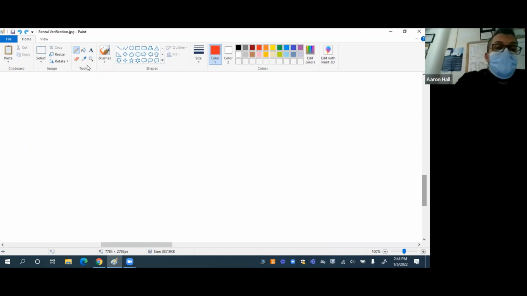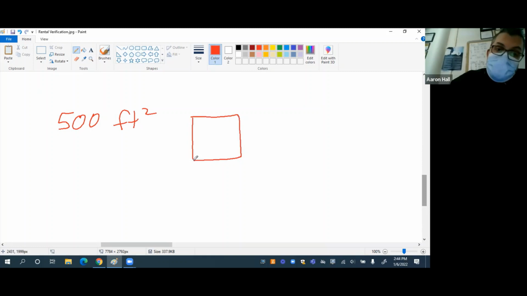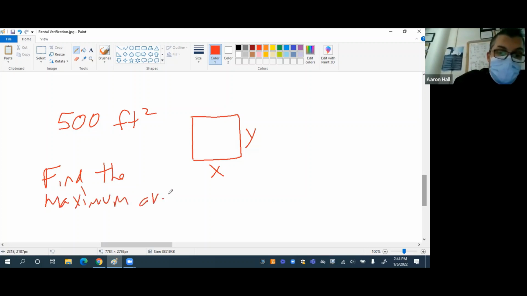Okay, so we're going to take 500 square feet and we're going to design a pen, all 4 sides. We'll call this X and this is our Y. And I want to find the maximum area. In this case, let's do Emerson's method first. Emerson, what would you do with your method?